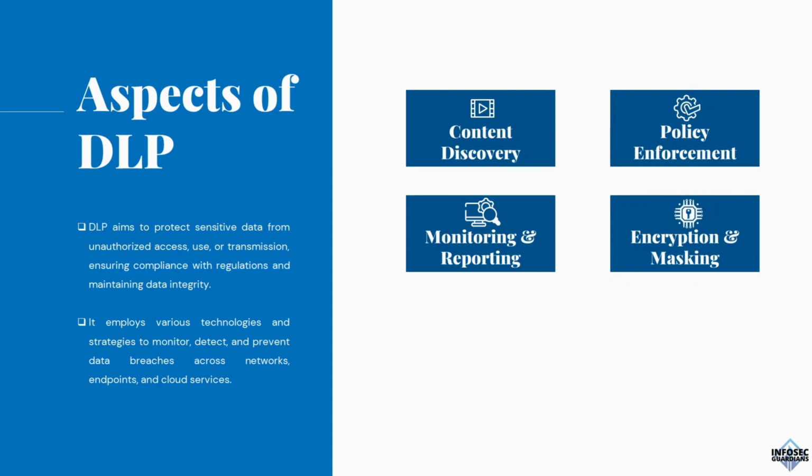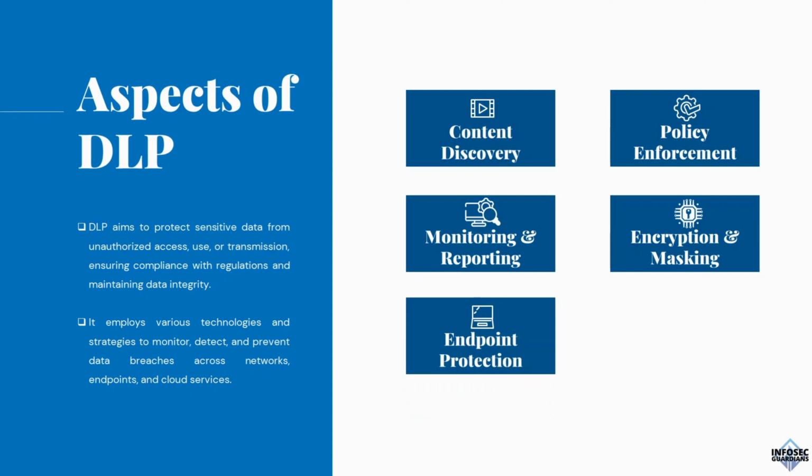Encryption and masking. DLP solutions often include encryption and data masking capabilities to protect sensitive data, both at rest and in transit. Encryption ensures that only authorized users can access the data, even if it is intercepted by unauthorized parties. For example, a government agency might use DLP to encrypt sensitive documents containing classified information before sharing them with other agencies.